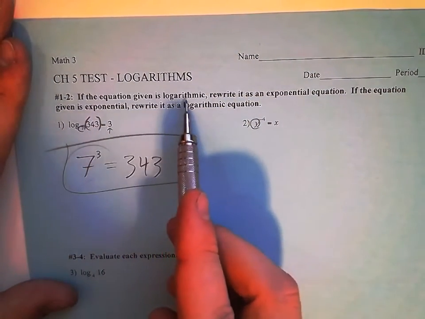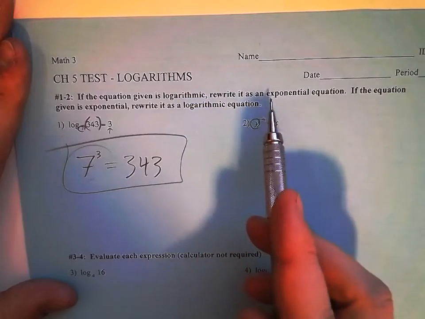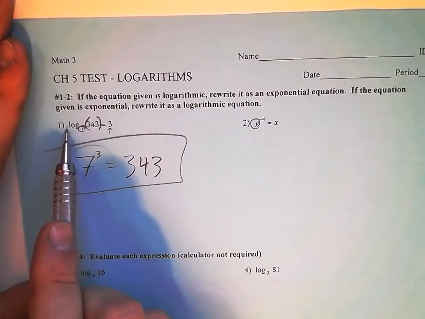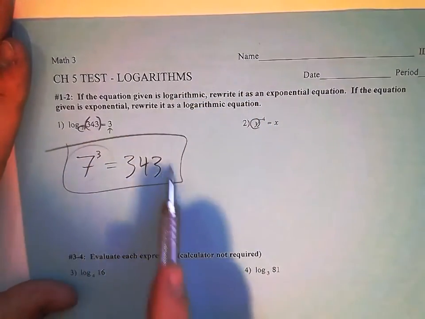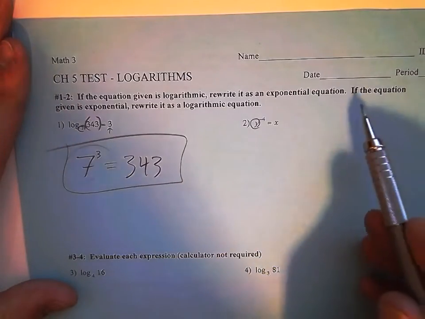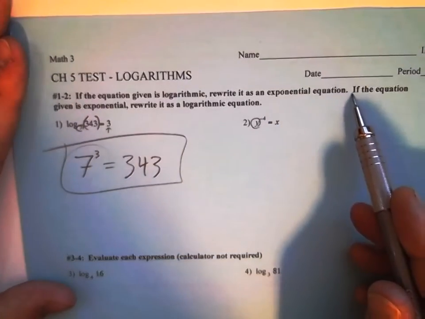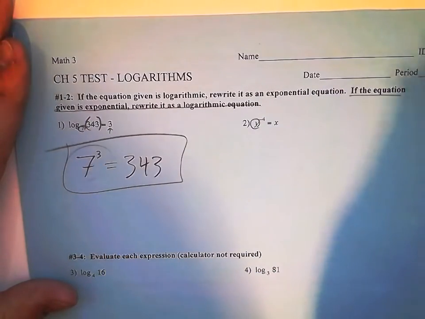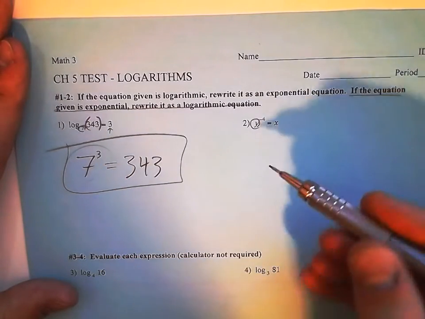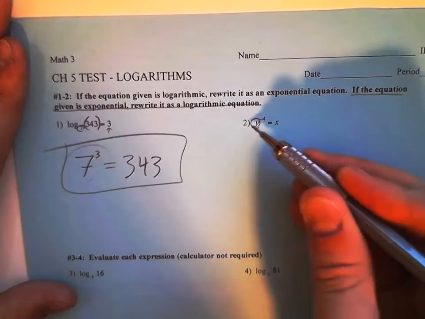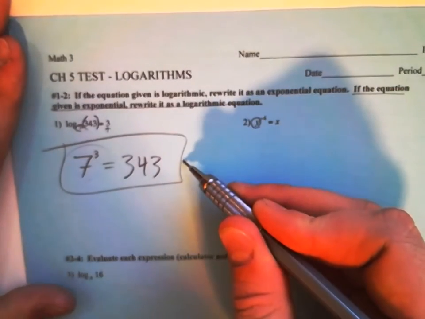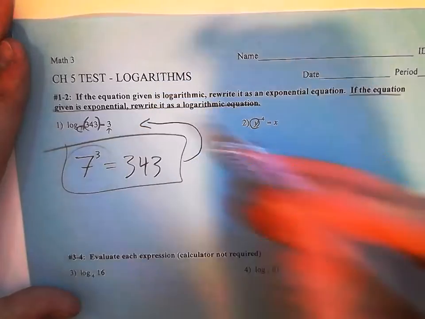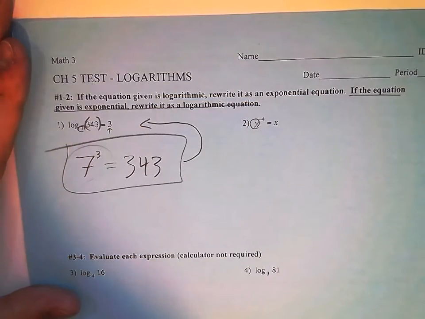If the equation given is logarithmic, rewrite it as exponential. That's number 1. It gives you logarithmic, we rewrote it as exponential. Number 2 is this second part. If it's given in exponential form, rewrite it in logarithmic form. So we're going backwards on this one. We're going to take exponential form and turn it into logarithmic form.